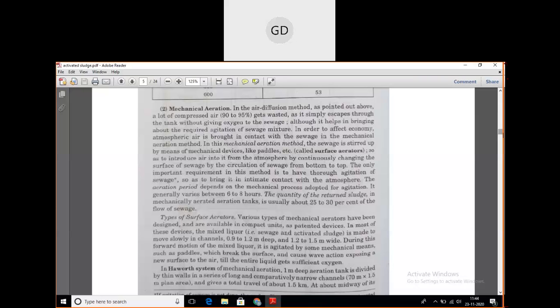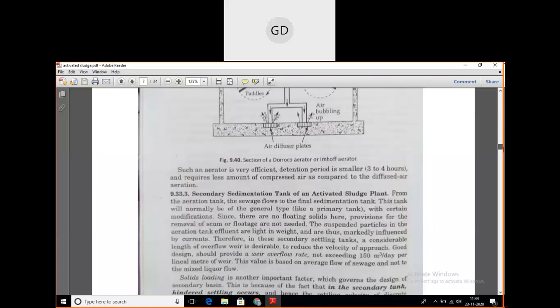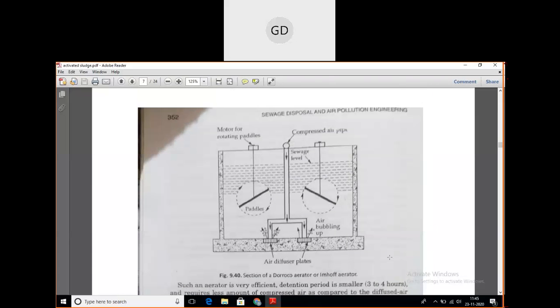Surface aerators are used to introduce air into the sewage from the atmosphere, by continuously changing the surface of the sewage through circulation of sewage from bottom to top. So here some paddles are used. I will show you the diagram. This one, you see, is an aeration tank, and these are the paddles. There is a motor also provided for rotating the paddles. Then these are the air diffuser plates.